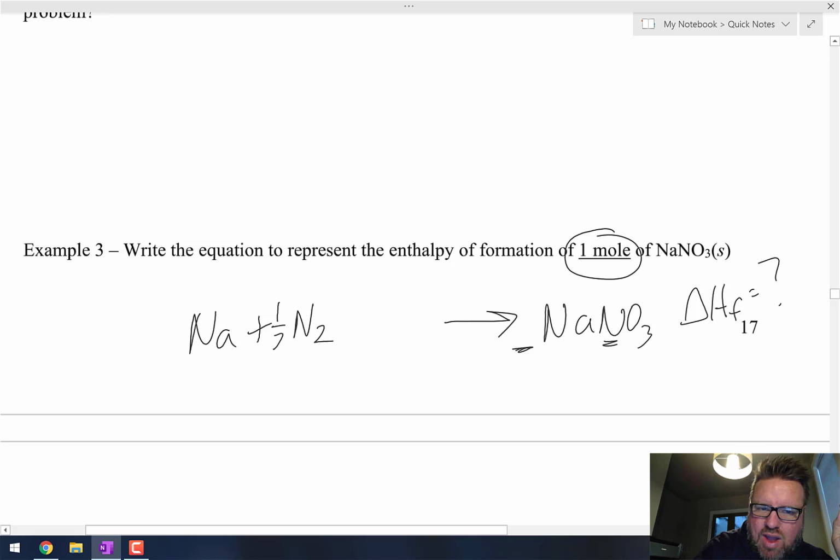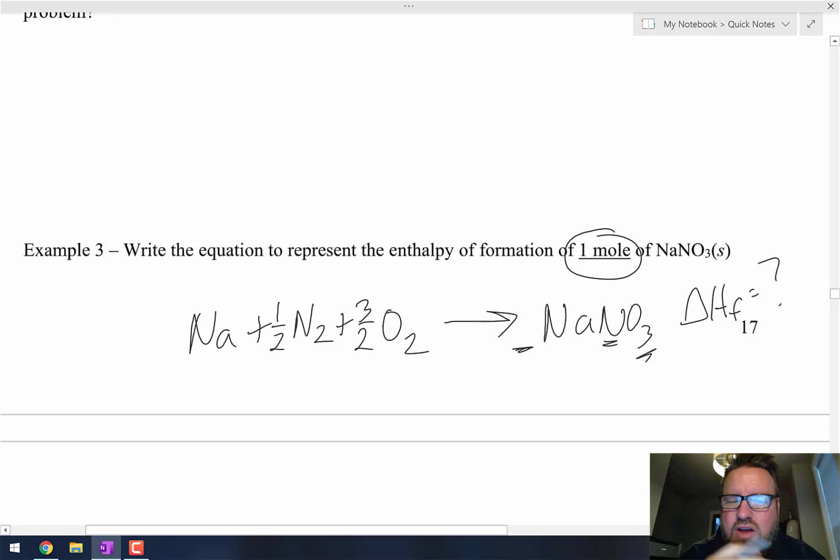Well, we would have to write 1/2 of an N2, and that's exactly how you would do that. Okay, and then the same thing with the oxygen. We need 3 oxygen atoms, but oxygen's O2, so what would you have to put in front of it? 3/2 of an O2. Okay, and that's exactly how you would write that.